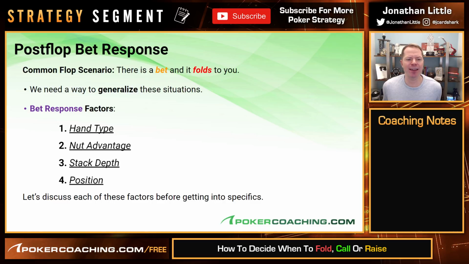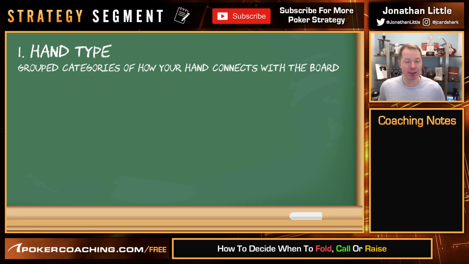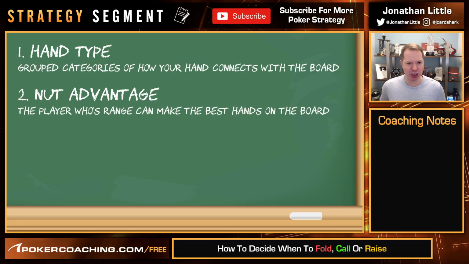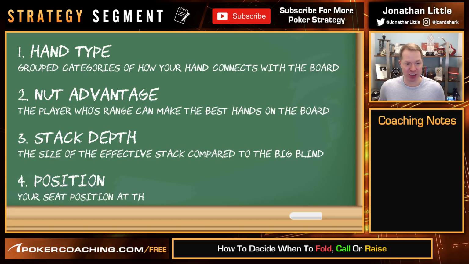And you're going to find that when you're facing a bet, there are 4 main factors that will determine how you should continue. And those are your hand type, who has the nut advantage, the stack depth, and also your position. So let's discuss each of these before we get into specifics.